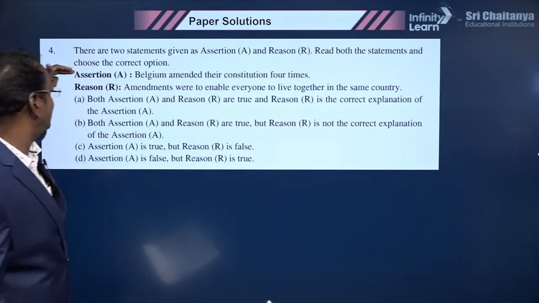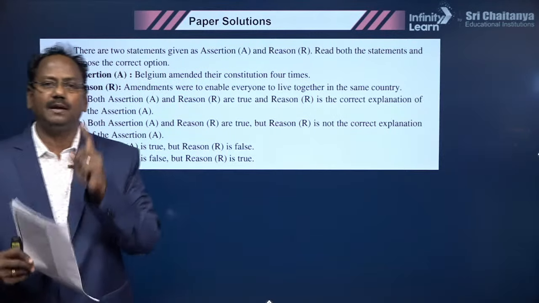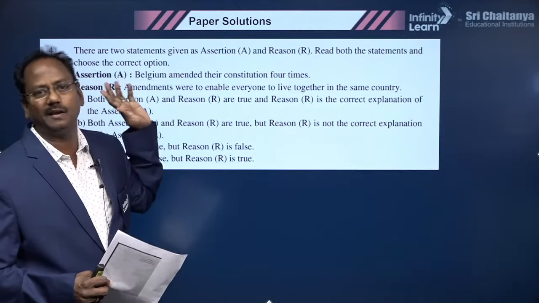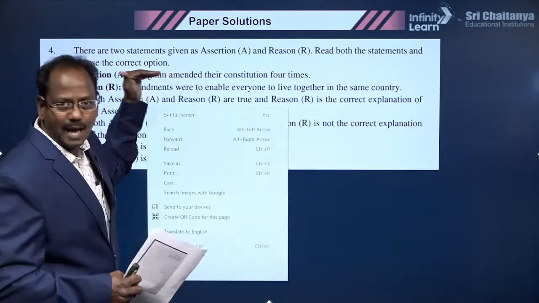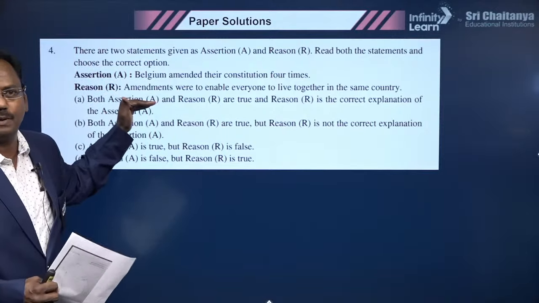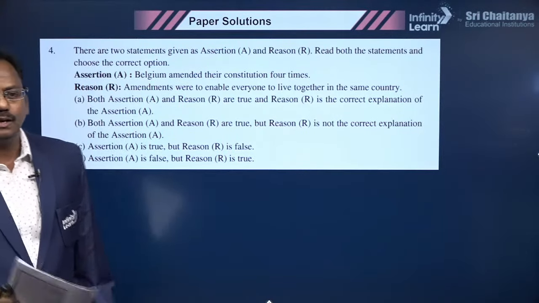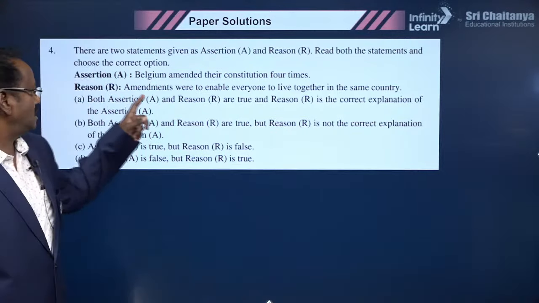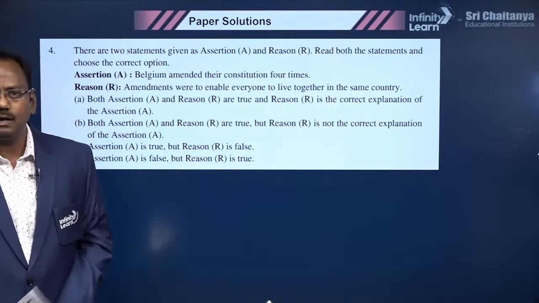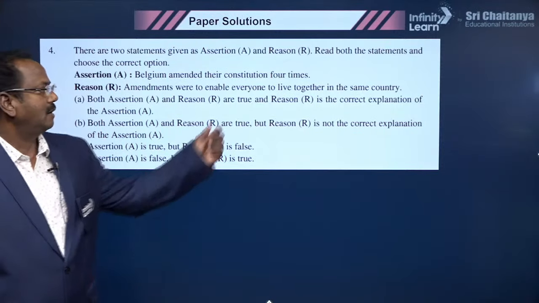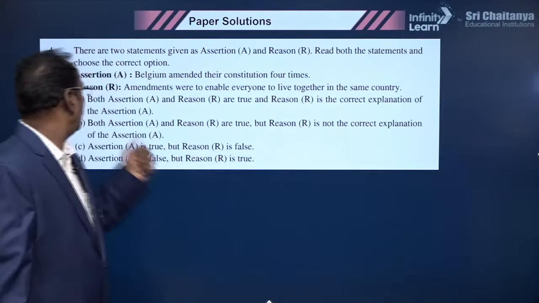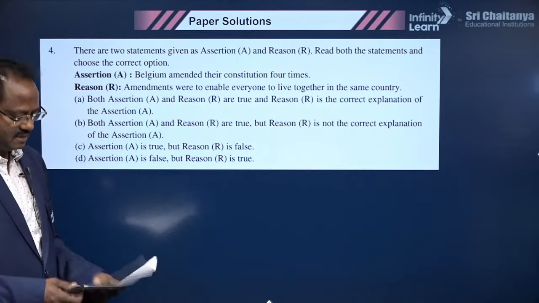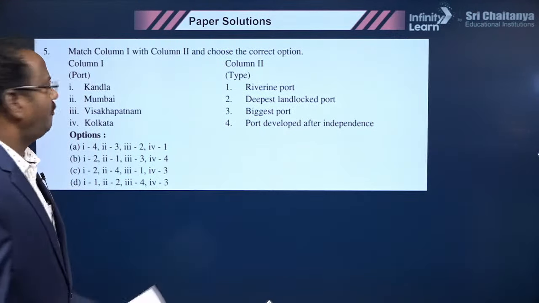What you see is that assertion and reason are both interrelated, and the reason is explaining the assertion very clearly, isn't it? Because this was happening, right? So A is the right answer. What is A? Both assertion A and reason are true, and the reason is the correct explanation of assertion A. So the answer is A for this.